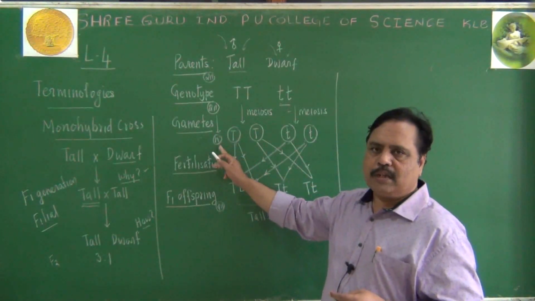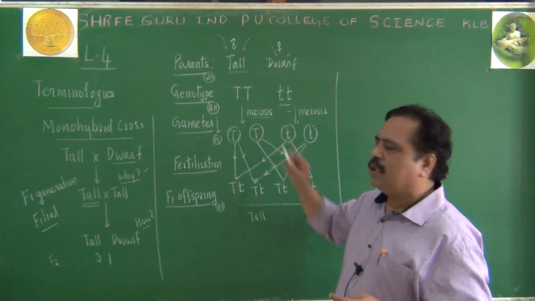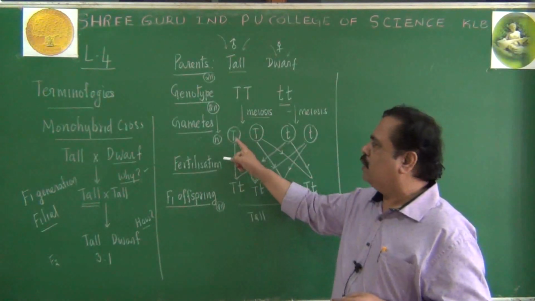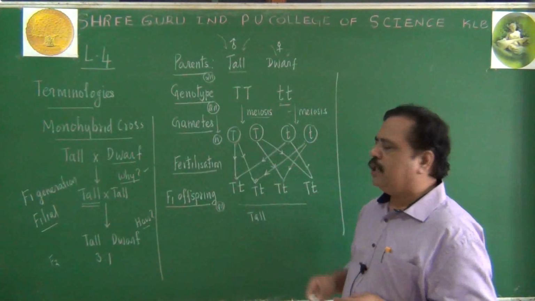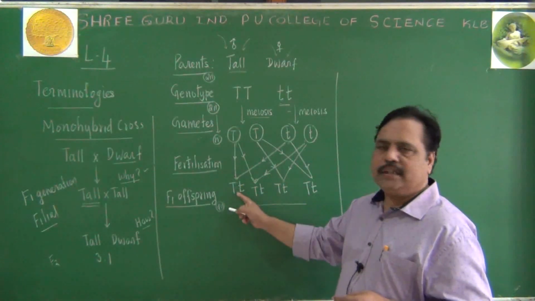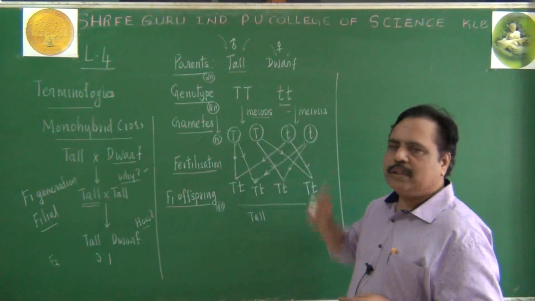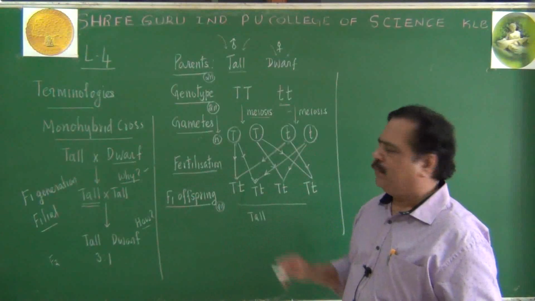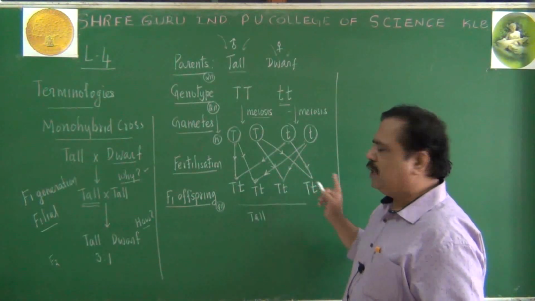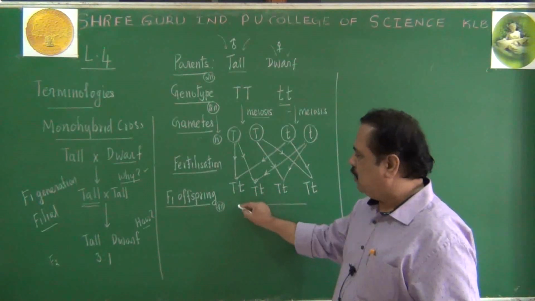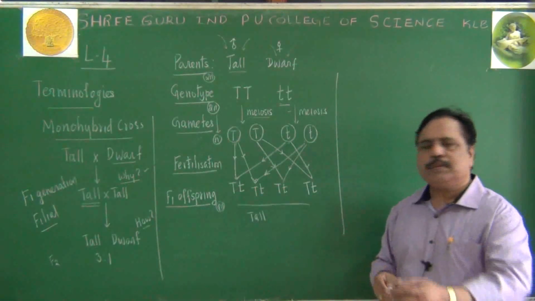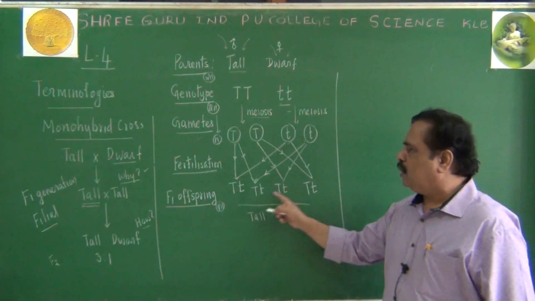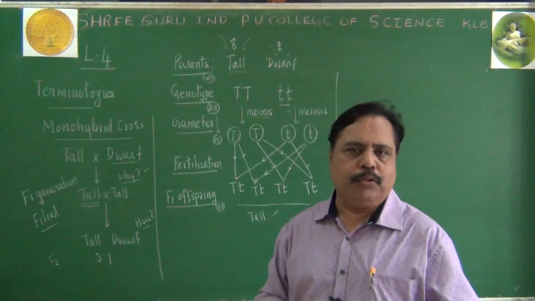Third step is gamete formation. During gamete formation, meiosis takes place, so the gametes will have haploid condition only. So only one capital T or one small t you have to write. Fourth step is fertilization. The male gamete can fuse with the female gamete randomly, or according to probability. Anyway, these four possibilities are there. Out of these four possibilities, whatever offsprings are produced, all of them will be tall only. So all the F1 offsprings are tall in nature. I hope you got this point.